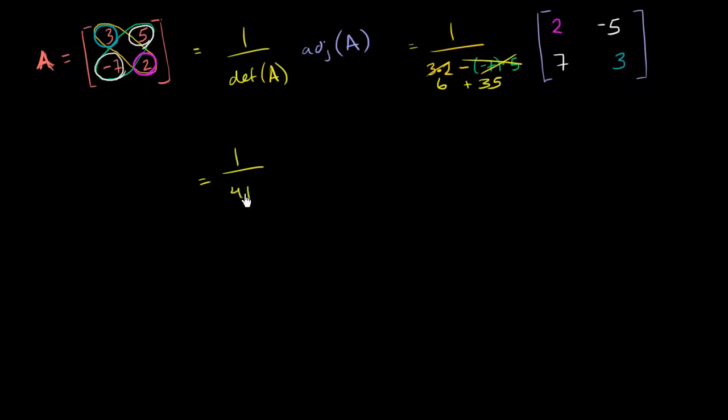We're going to take 1 over the determinant and multiply it times our adjugate, 2, negative 5, 7, and 3. So we get, this is the drum roll part, 2 over 41, negative 5 over 41. I'm just multiplying each of these elements times 1 over 41. 7 over 41, and 3 over 41. And we are done.